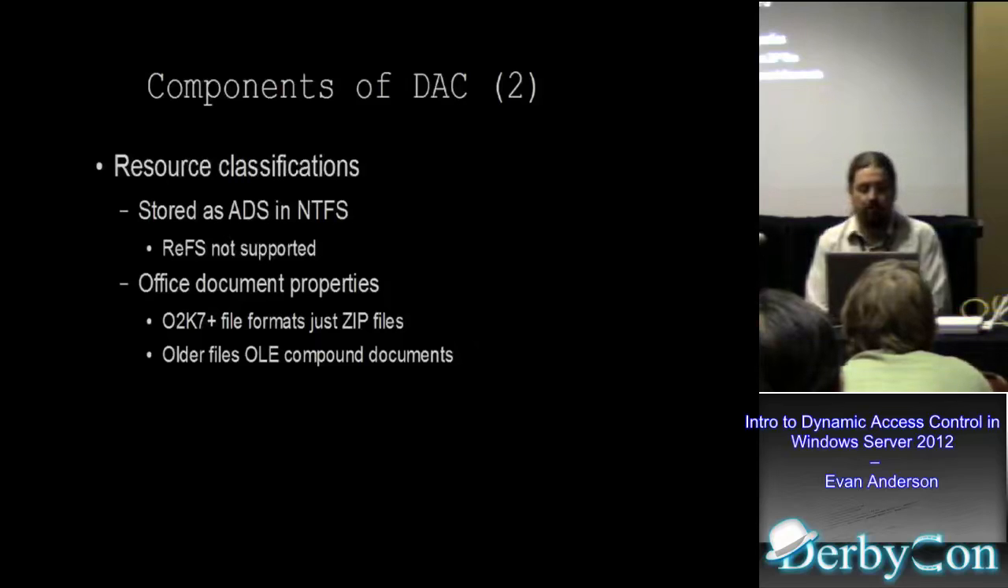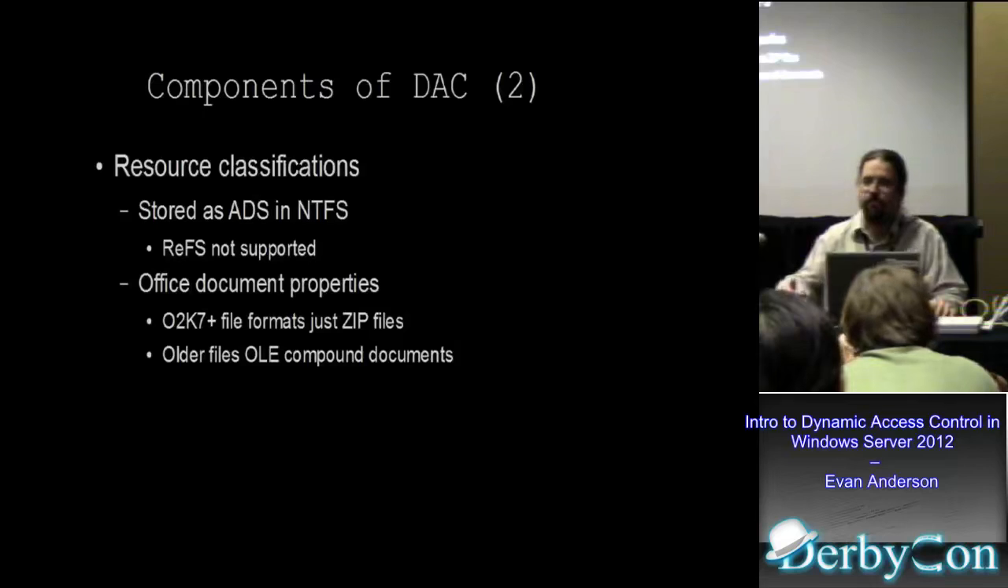Second set of components of DAC are the classifications of resources. So nothing like this existed in the product before. This gives you the ability to flag files and folders as to attributes of the resource itself. Are these PII? Are these HR documents? Is this share all HIPAA compliant documents? So some kind of toxic waste sludge that you want to tag so that it can be dealt with specially. So resource classification, there was nothing like that in the product before.